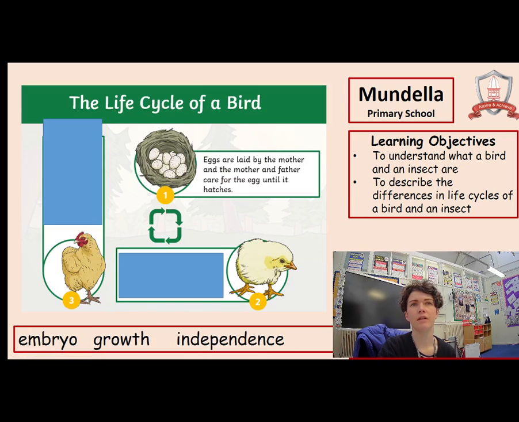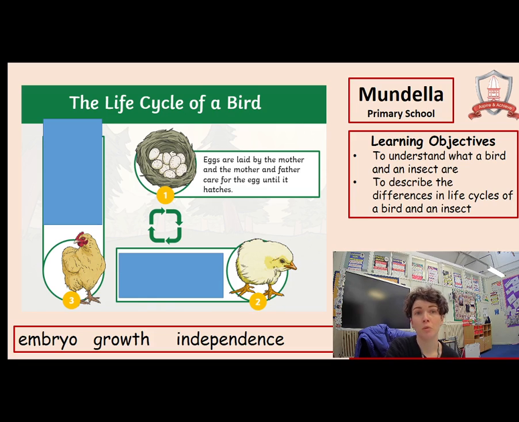So, the life cycle of a bird. Well, eggs are laid by the mother, and the mother and father care for the egg until it hatches. So here we have a crucial difference between the life cycle of a bird and a mammal. A mammal gives birth to live young. Alright, whereas birds, they give birth to eggs.